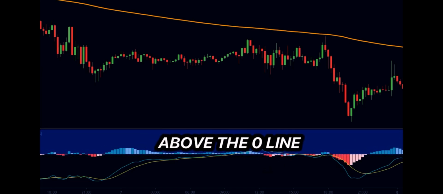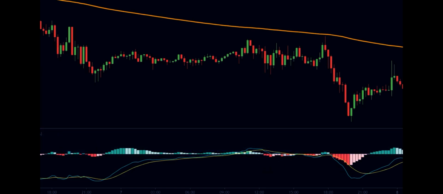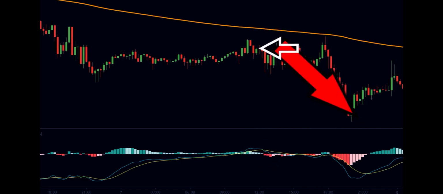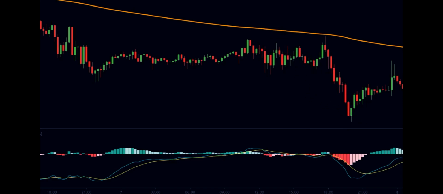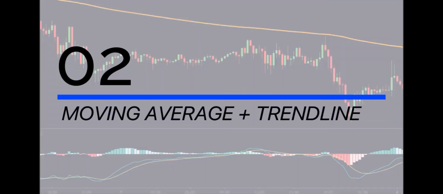This crossover should occur above the zero line. In our example, the sell signal occurs here. Hence we sell on the close of this candle. And as you can see, the price gave a strong down move after our entry. Another trading strategy for the moving average is by combining it with trend line.